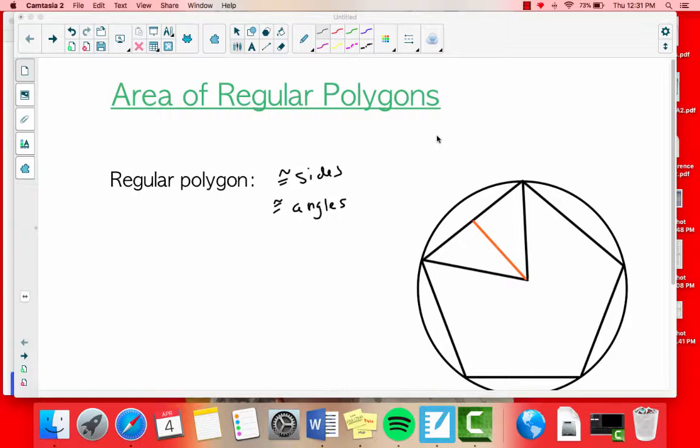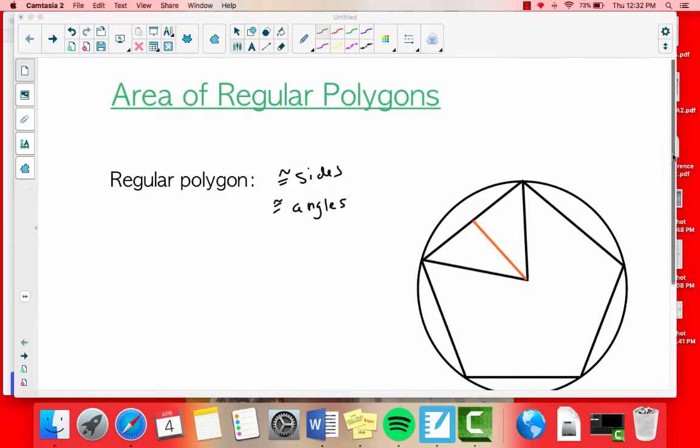Before we get started calculating the area, let's first review a couple terms that are going to be helpful today. The first is a regular polygon. If you remember from last semester, we said a regular polygon is a shape that's got congruent sides as well as congruent angles.